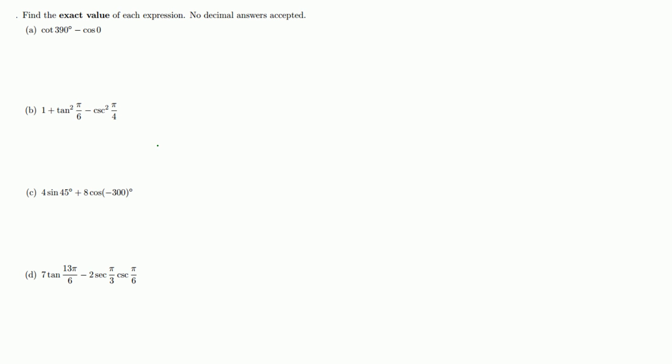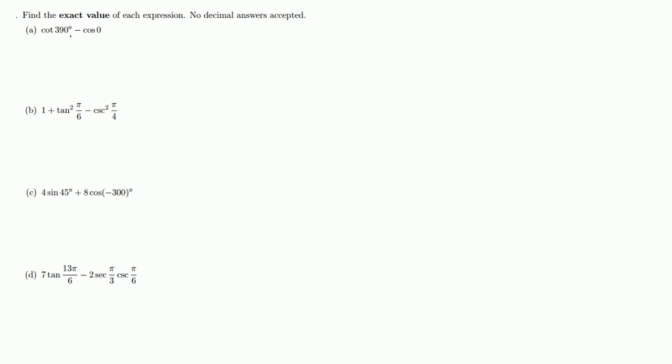Find the exact value of each expression. No decimal answers accepted. In part A, we have cotangent 390 degrees minus cosine 0. From the unit circle or the triangle, cosine 0 is 1.